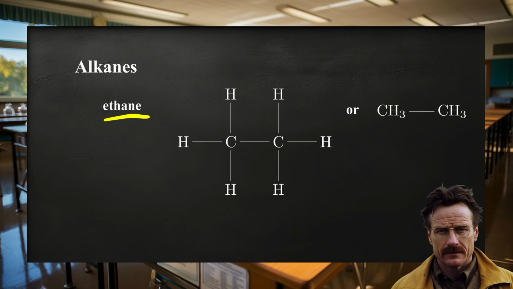Slightly more complicated than methane is ethane. Ethane looks like this. This time we actually observe the carbons bonding to each other, and all other bond positions are saturated with hydrogen atoms. With both methane and ethane, we have fully saturated hydrocarbons, which we call alkanes.